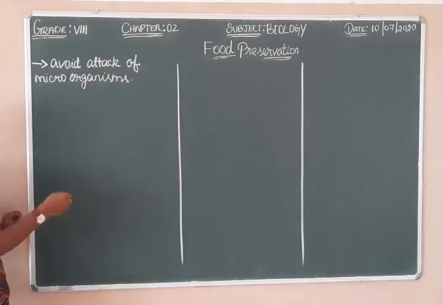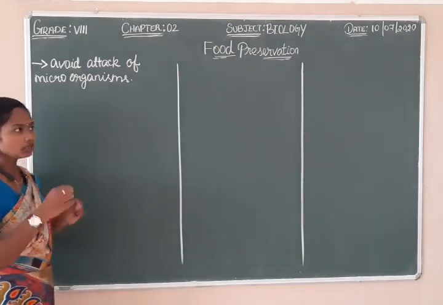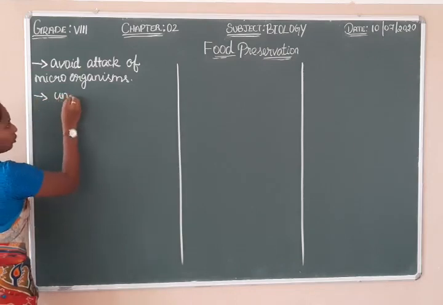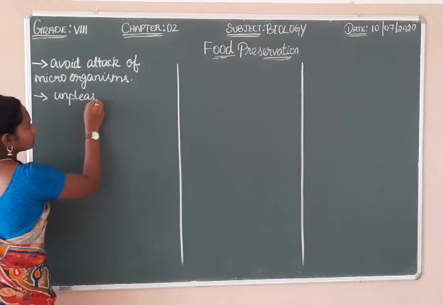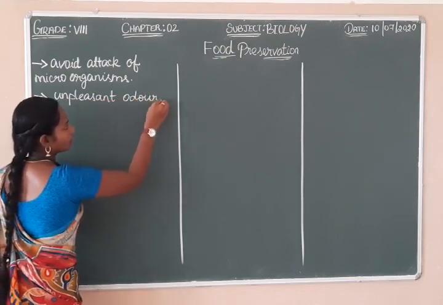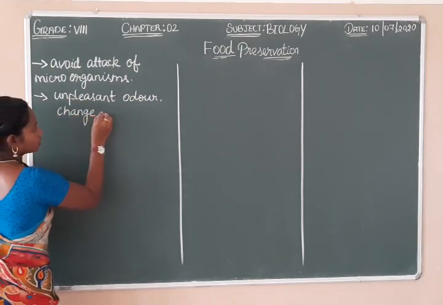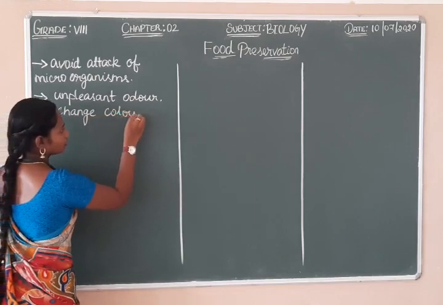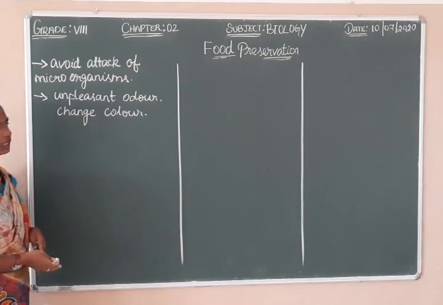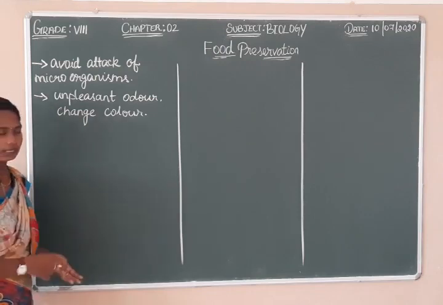Some microorganisms like bacteria and fungi spoil the food. This spoiling may give an unpleasant odor, as well as a change in color. It changes the color of the food items, creates an unpleasant odor, and the taste also changes, because the food is spoiled by the attack of microorganisms.